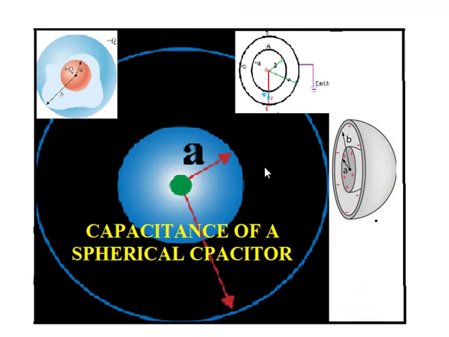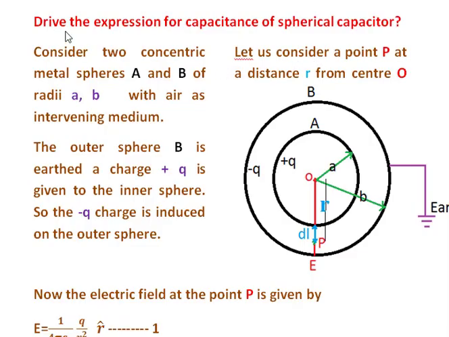So today we discuss the capacitance of a spherical capacitor. It is a spherical capacitor. It has two concentric spheres, and this one is the outer sphere. Now we discuss the capacitance of a spherical capacitor, which is its capacity to hold a voltage. Now let us derive the expression for the capacitance of a spherical capacitor.